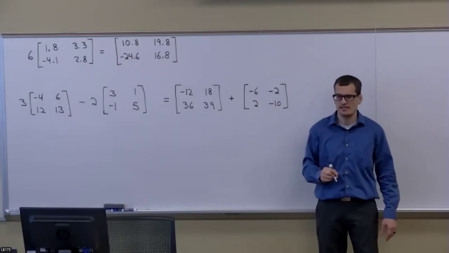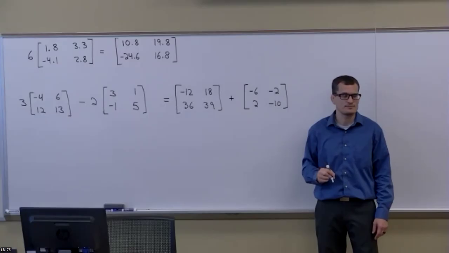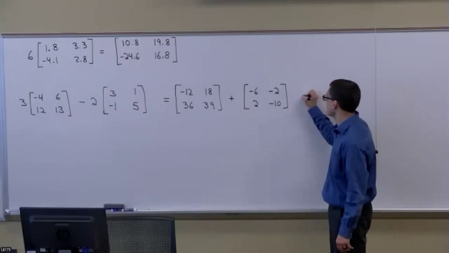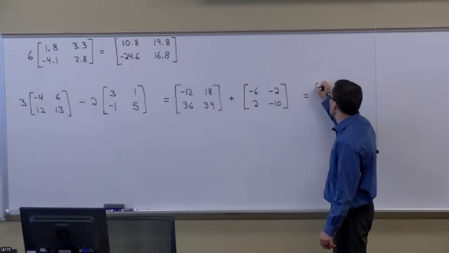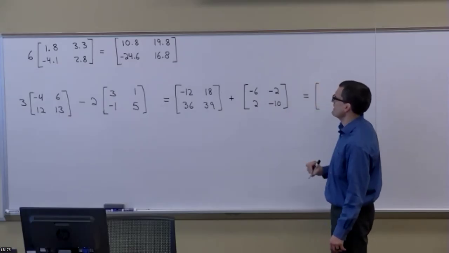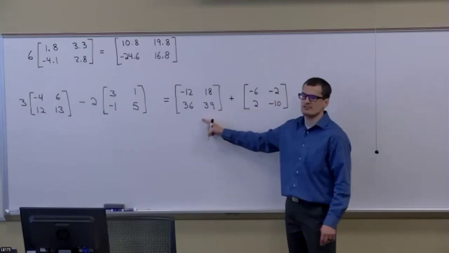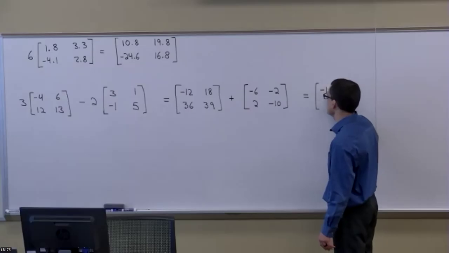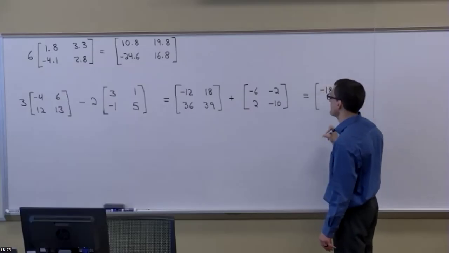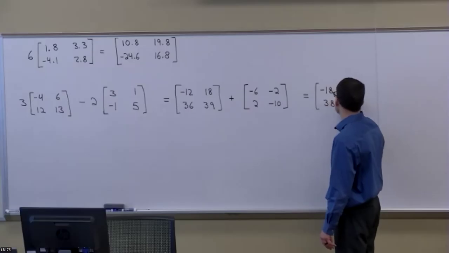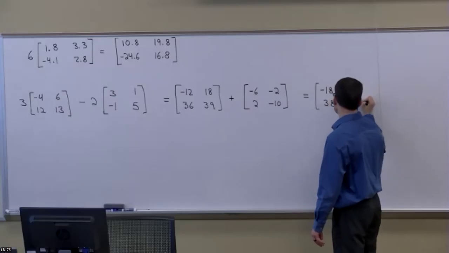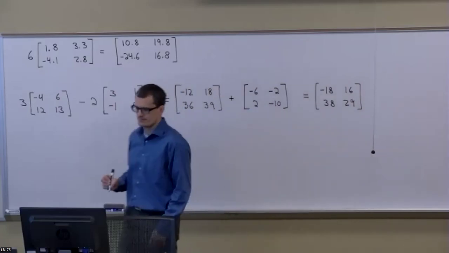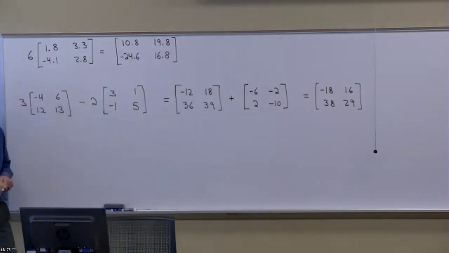I like distributing the negative before I add, rather than subtract. When we combine these two matrices, they are of the same dimension, so we can add them. And this will give me negative 18, 16, 38, 29. Is that right?